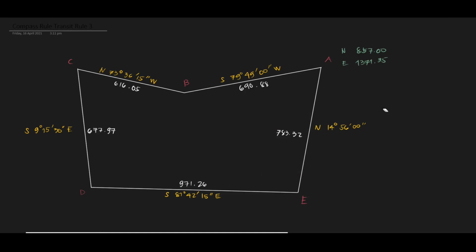So as you can see here, we have our figure with the lines having their corresponding bearings and lengths. Also, we have here the coordinates of corner 1 in green right here in the upper right. So before we can proceed with the compass rule, we need the perimeter. So we need to add up all of these sides right here. And if you add that up, our perimeter will be 3739.48. Okay, so let's just write it down below.